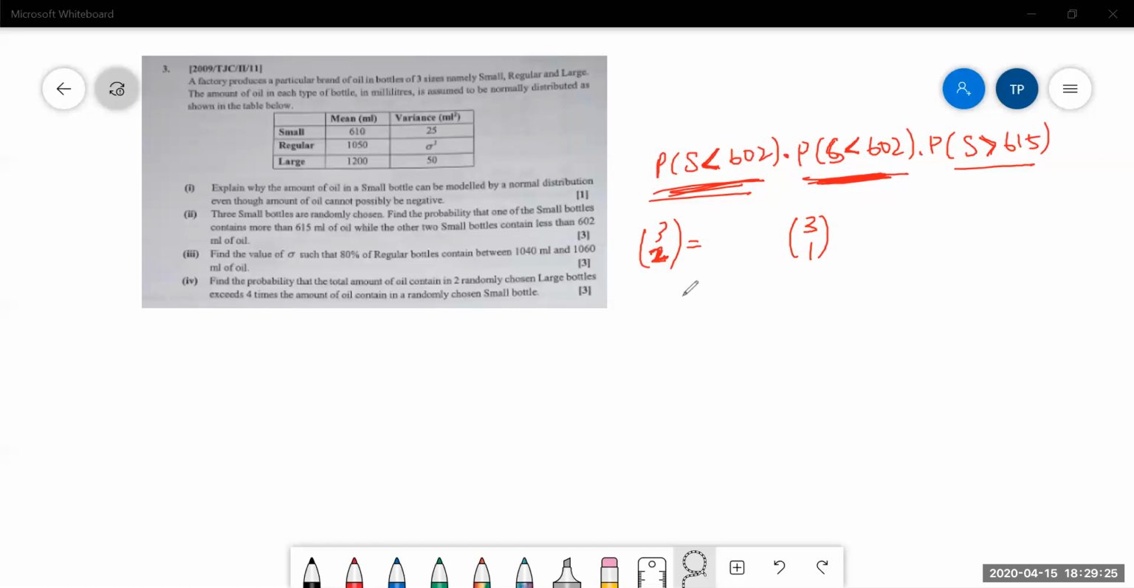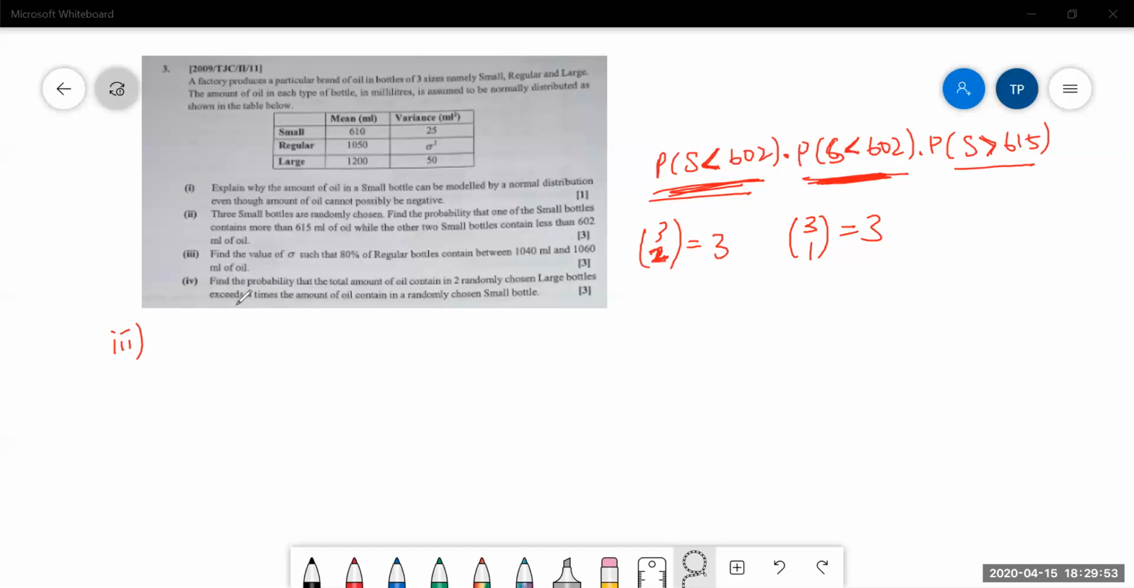Like the value. Oh, you're saying, okay, 3. Why 3 choose 1? 3. Exactly. So there's no difference to it. Understand now? Yeah. And we can move on to part 3, right? Yeah.